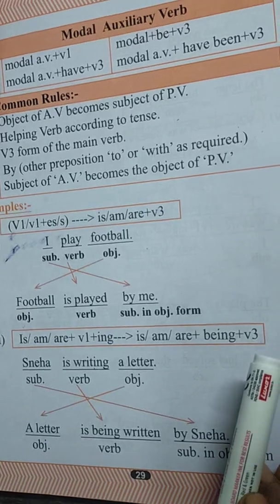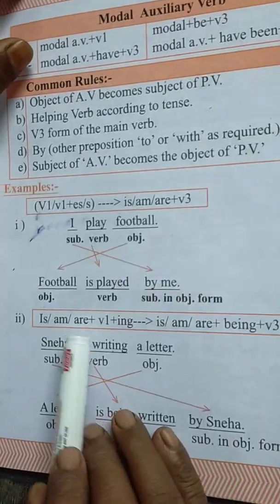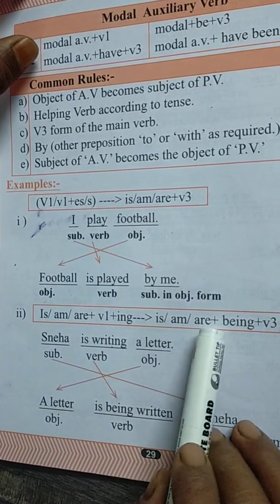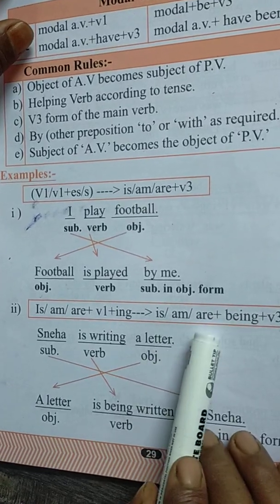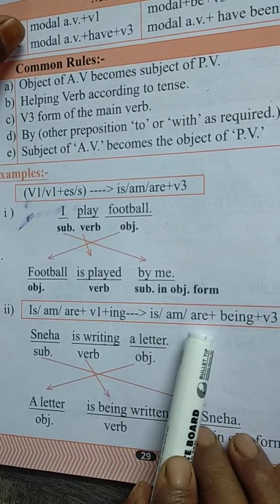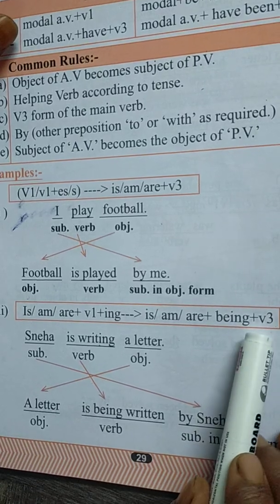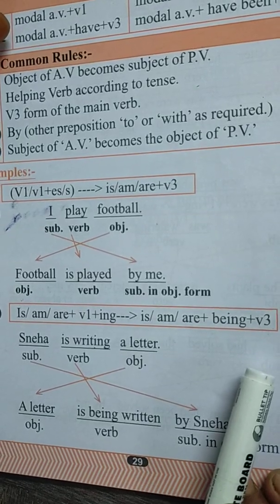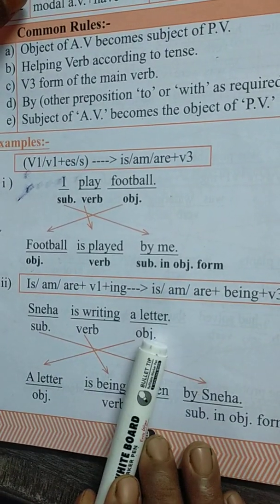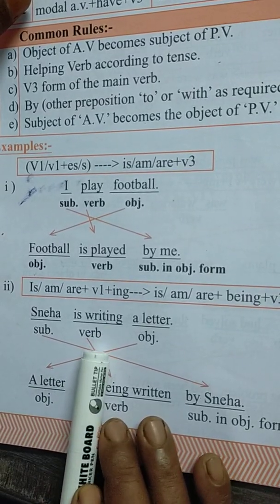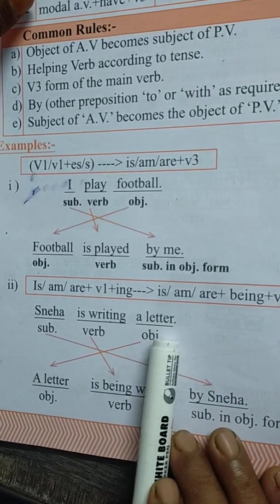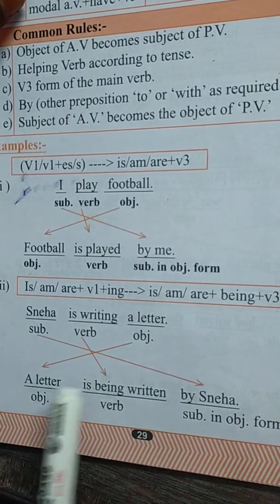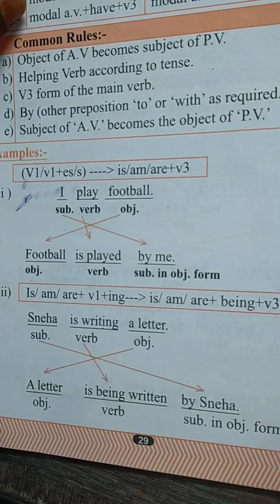So see, is, am, are will remain the same. When it becomes the passive, is and am will remain the same, plus being will be added, and v1 will become v3. So here you see how it becomes. Sneha is writing a letter. Sneha is subject, is writing is verb, a letter is object. So there is no doubt this is subject, verb, object. So look at the arrow signs.